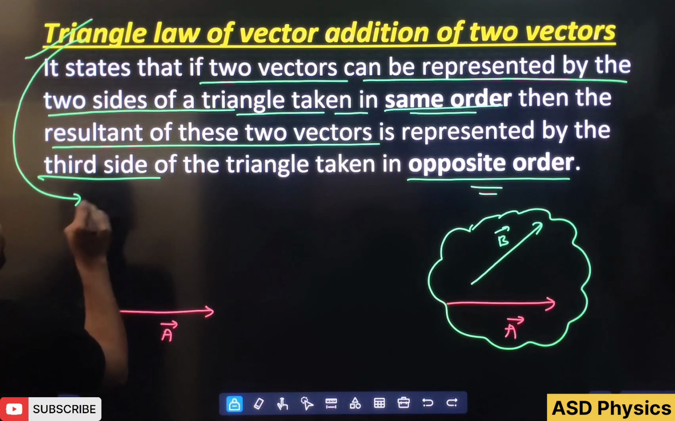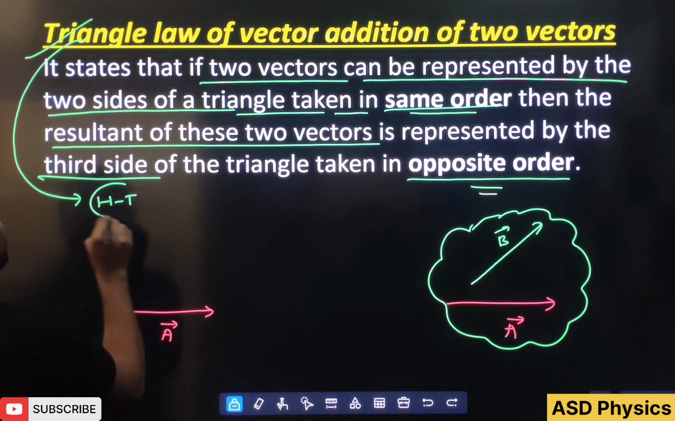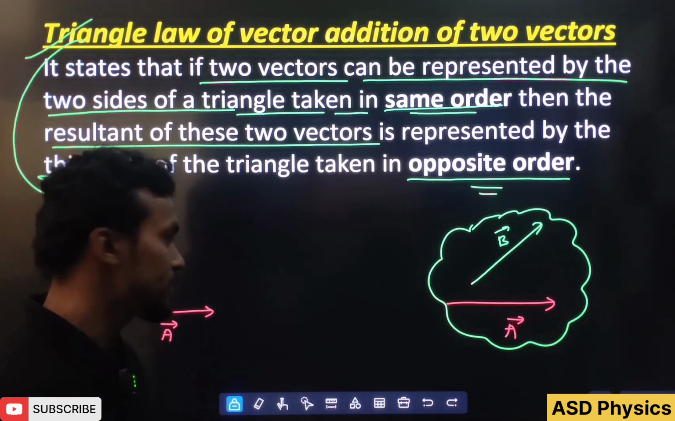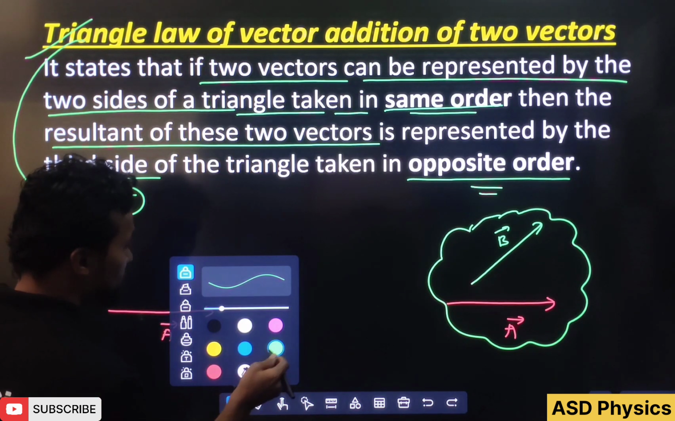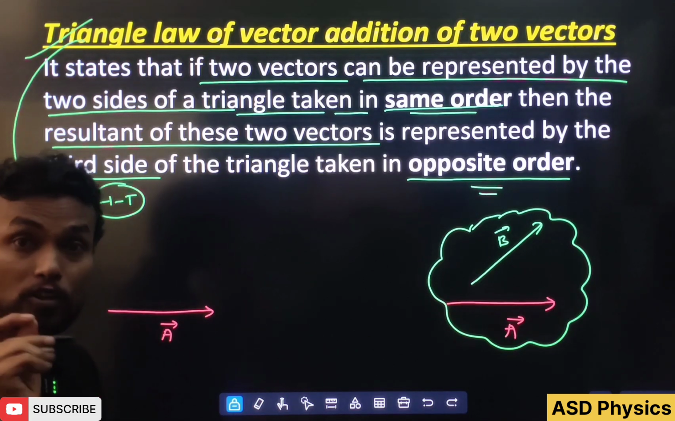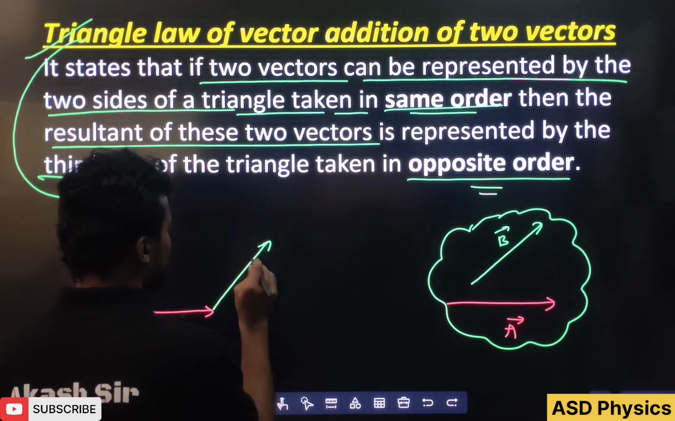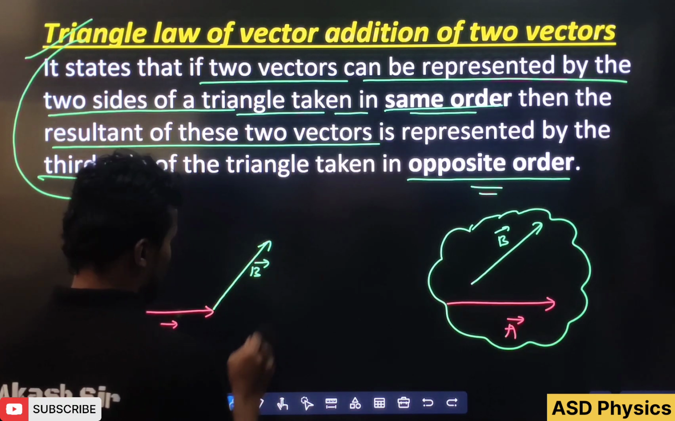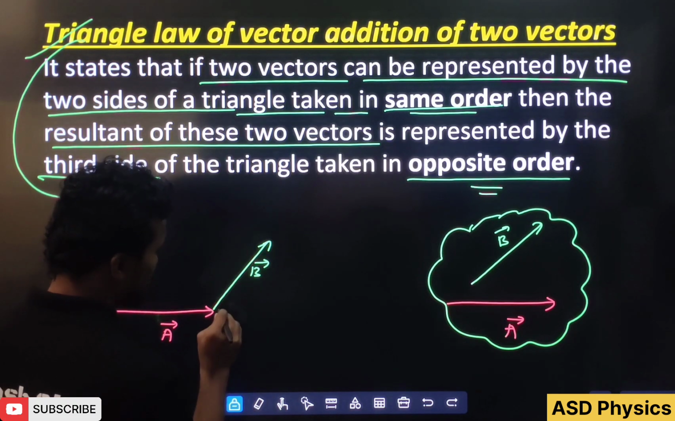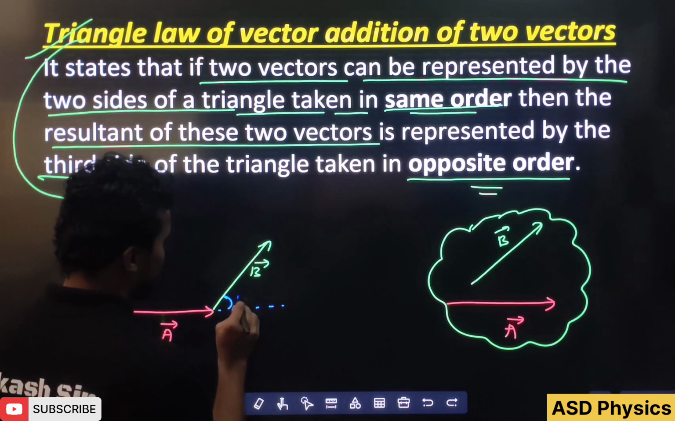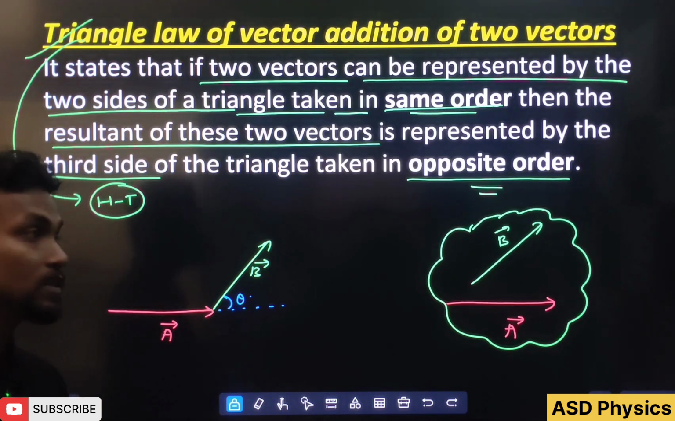This triangle law is also called the head to tail method. Now what I will do here: from the head of vector A, I will draw the tail of vector B. This is my vector B, and you know very well from the angle concept, this is the angle theta between vector A and vector B.